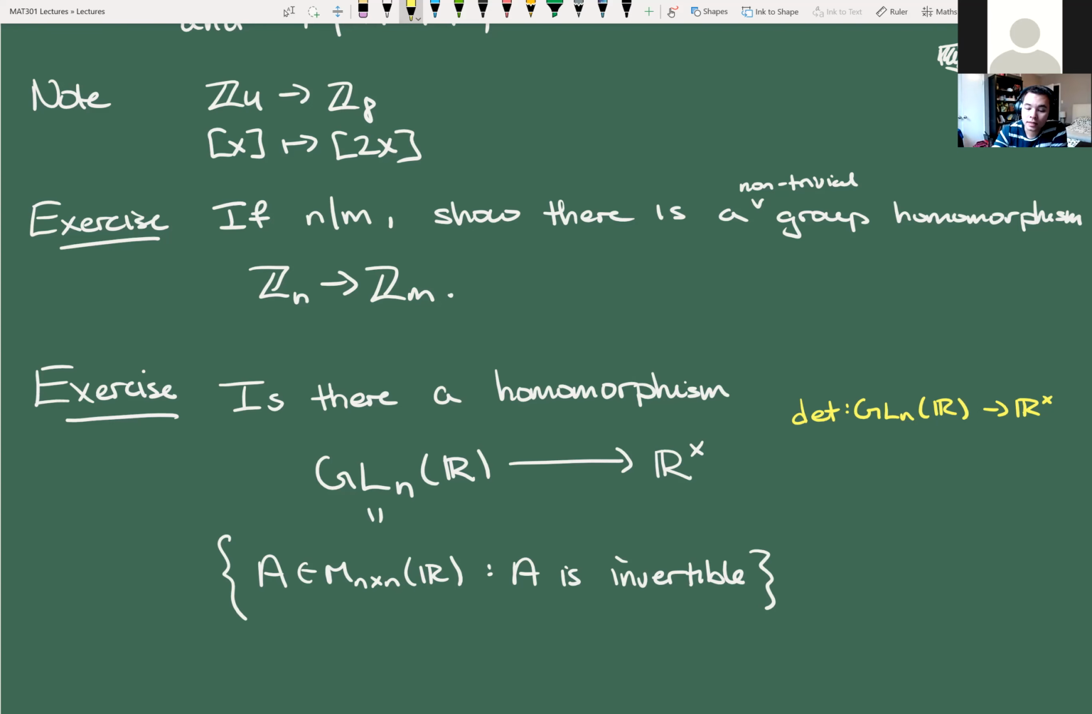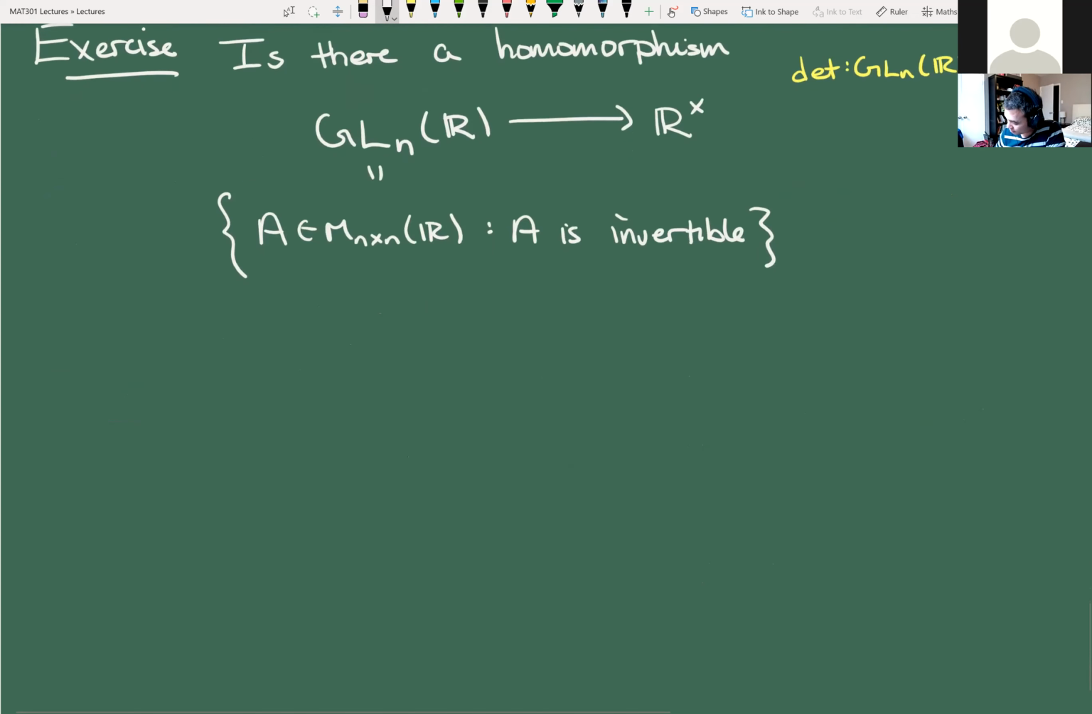Let's see. Oh, you know what we should do? We should talk about kernels and images. Now, you've heard these words used in linear algebra as well, right? And again, they play a lot of similar roles in group theory. I mean, their definitions are actually exactly the same, and a lot of the properties are the same as well.